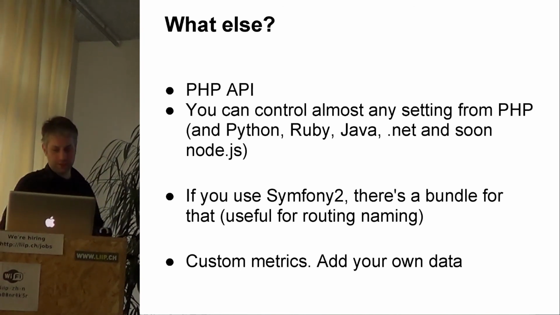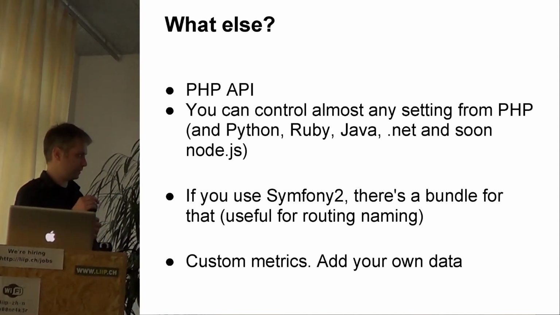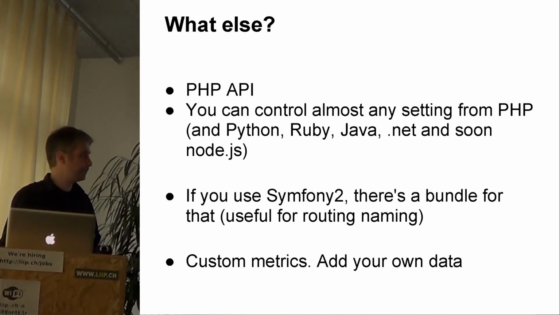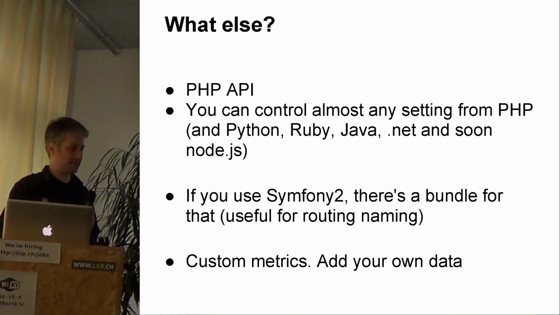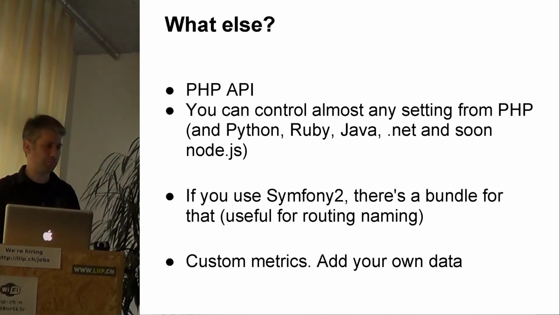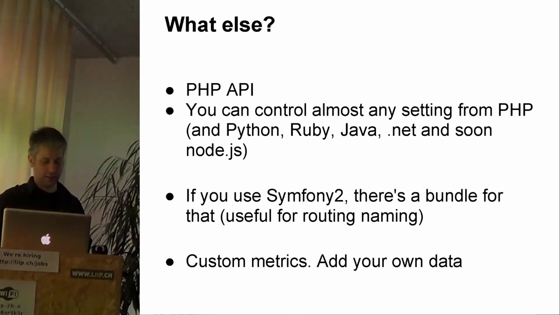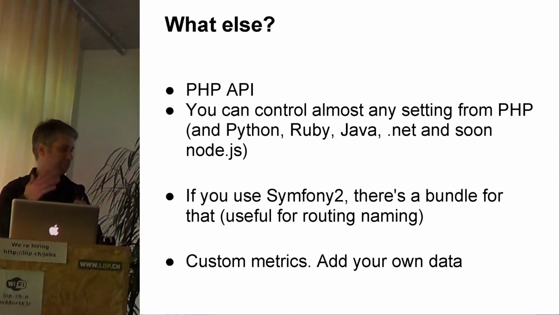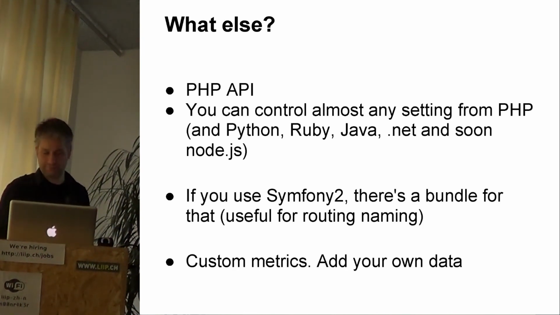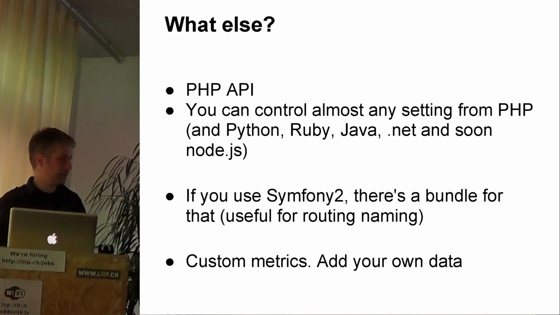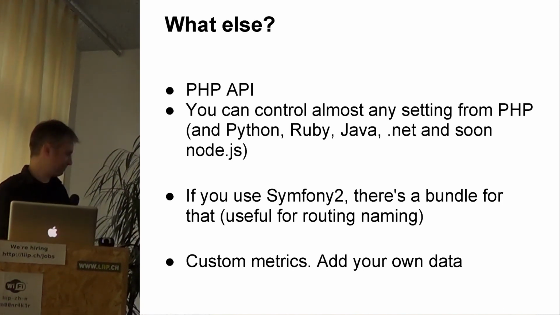As already said, there's a bundle for Symfony 2, so you don't have to name your routing names. They have built-in automatic route name guessing for Magento and WordPress and some applications. And you can also add custom metrics, like for a shop maybe how much money they spent on your shop. I didn't use it until now because I didn't have useful metrics.